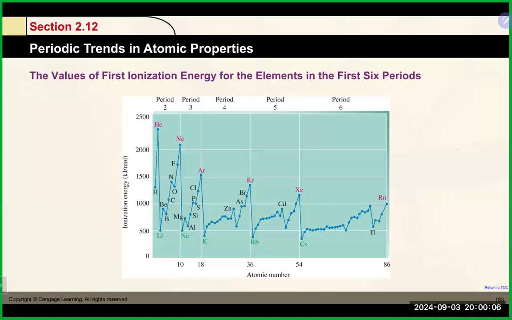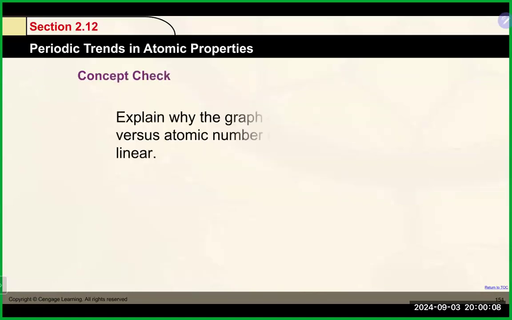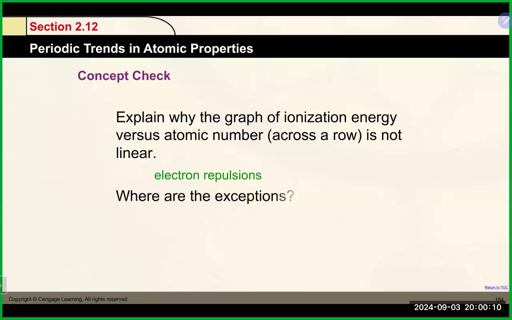Here's just our general trend across a group for ionization energy. And it's not perfectly linear, and that's because, again, we have electron repulsions. They don't want to be near each other, so there's a little bit of some variety in terms of the ionization energy. It doesn't linearly increase as you go one way or decrease as you go the other.